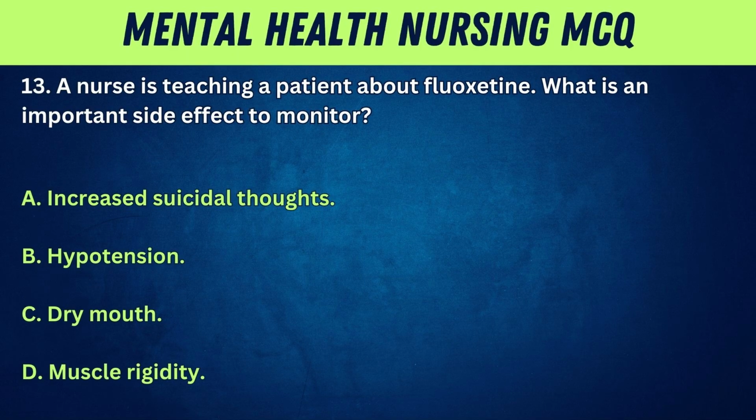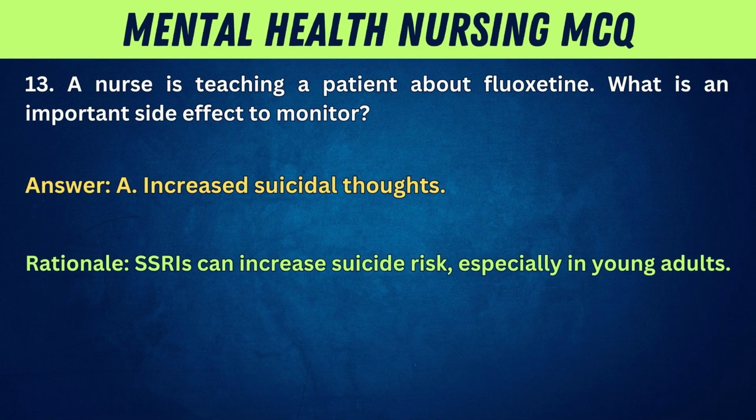13. A nurse is teaching a patient about fluoxetine. What is an important side effect to monitor? A. Increased suicidal thoughts. B. Hypotension. C. Dry mouth. D. Muscle rigidity. Answer: A. Increased suicidal thoughts. Rationale: SSRIs can increase suicide risk, especially in young adults.